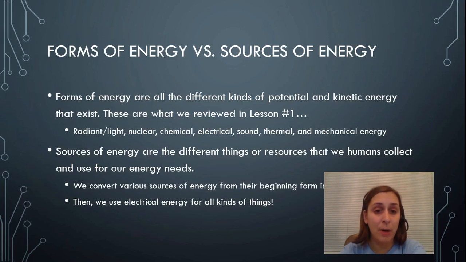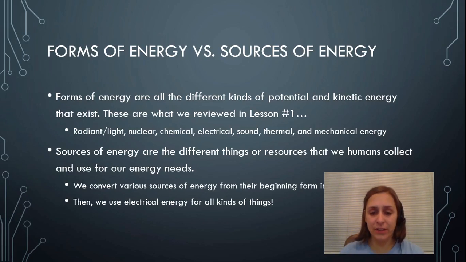Let's first talk about forms of energy versus sources of energy. Forms of energy are all the different kinds of potential and kinetic energy that exist. These are what we reviewed back in lesson 1. Radiant and light energy, nuclear energy, chemical energy, electrical, sound, thermal, and mechanical energy are the different forms of energy.